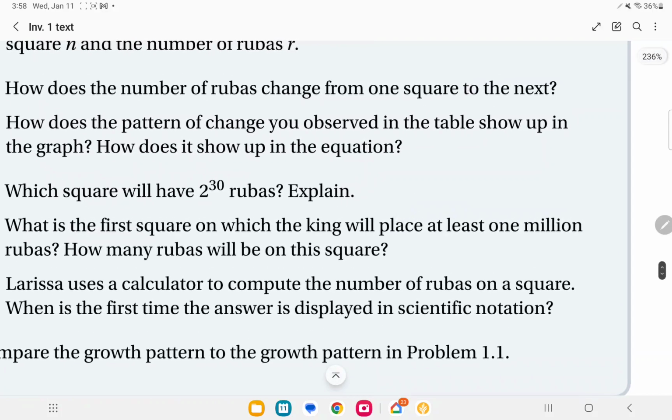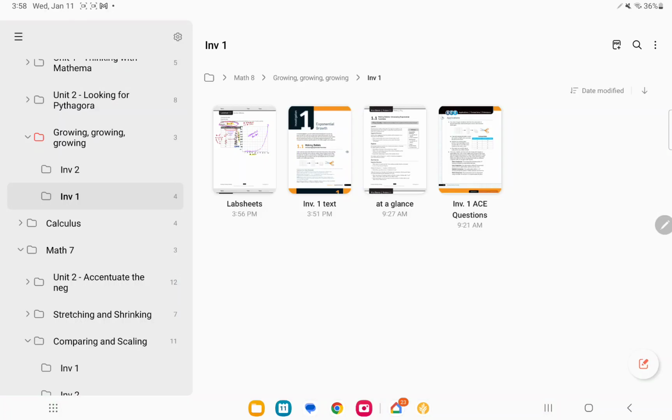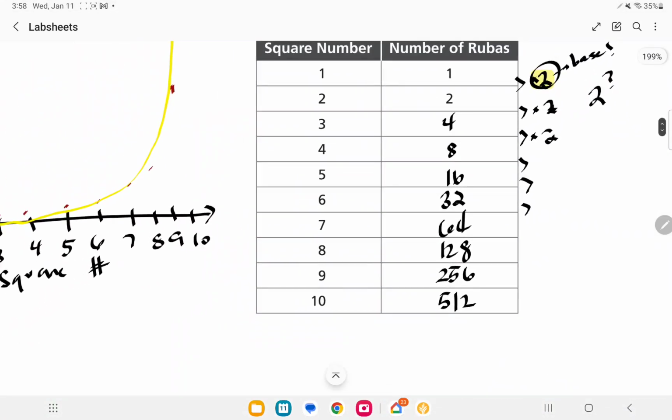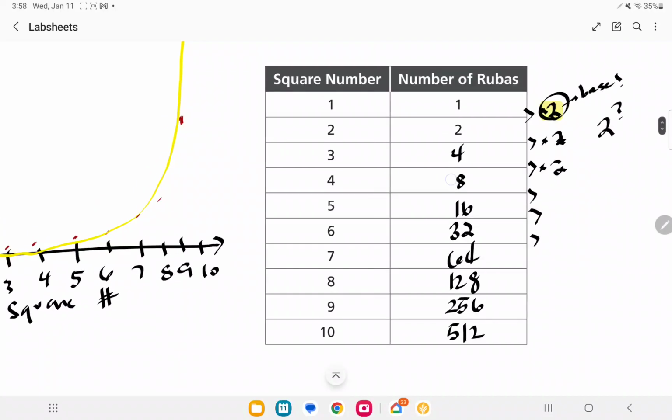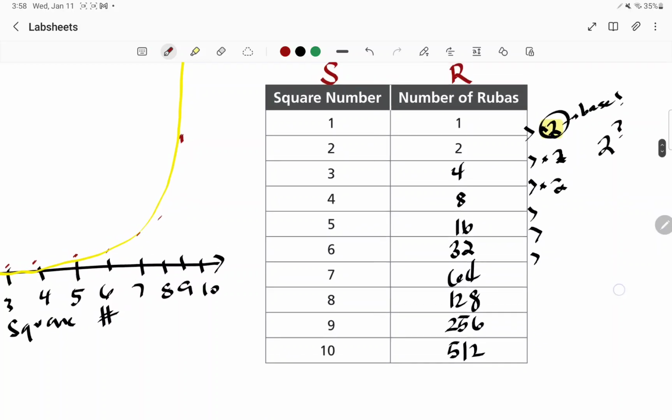And then, what is the equation? We didn't talk about the equation yet, so let's talk about that. So if we go back to the table, we have to find the equation that fits this pattern. All right, so let's say that we have to define our variables. So let's say this right here, the square number represents, let's use S, square number. And the number of rubas is represented by R.